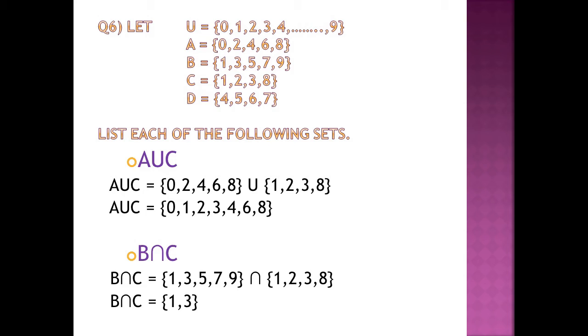B intersection C. What is the method of finding the value of B intersection C? Firstly, we will write B {1, 3, 5, 7, 9} intersection C {1, 2, 3, 8}. What is the meaning of intersection? We will write the common elements between these two sets. I have {1, 3, 5, 7, 9} and {1, 2, 3, 8}. These are the elements of the sets B and C. What are the common elements between these two sets? 1 and 3. These are the common elements in these two sets. B intersection C is equal to {1, 3}.